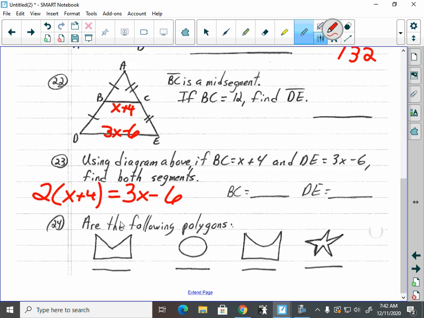Okay, are the following polygons? Sure, this one is. How about a circle? No, because it can't have curves. How about this one? No, because it can't have curves. How about this one? I mean, Mr. Barrow really drew this ugly, but I really think he wanted this still to be a yes. It's a star, kind of. Next.